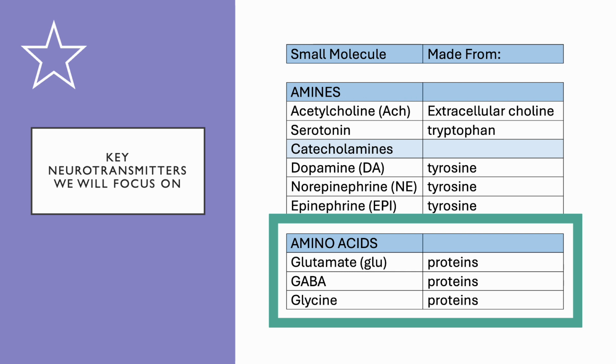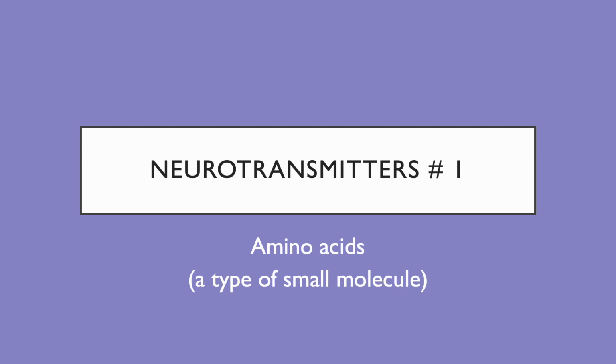First, we're going to discuss amino acids. We're going to talk about the neurotransmitters that are derived from amino acids. We've talked about several different types of amino acids in class before, because remember that amino acids, when they come together, develop our first primary protein structure.